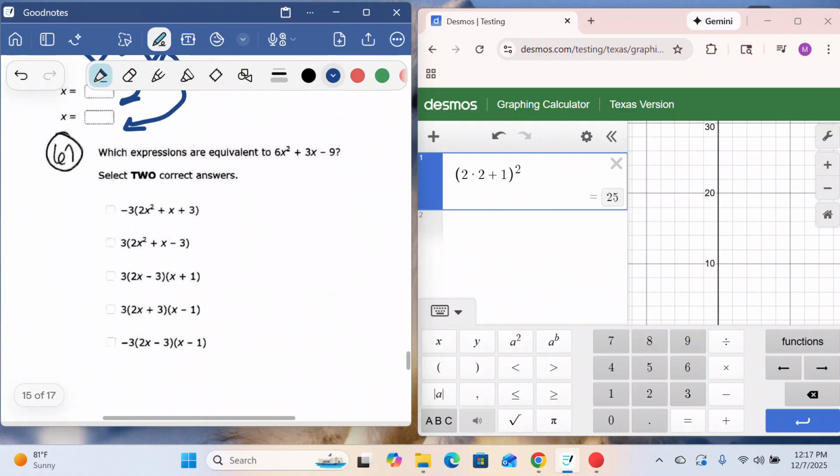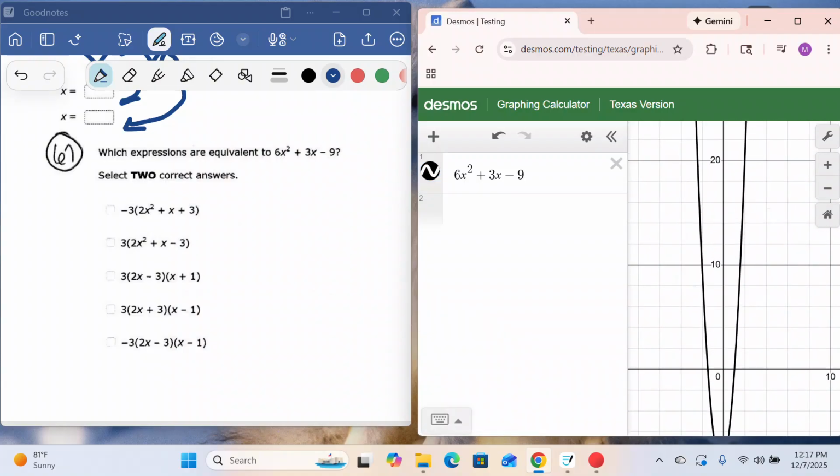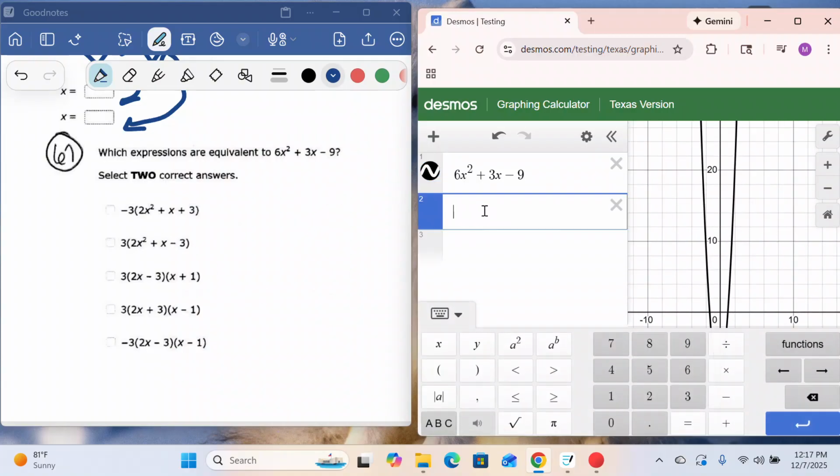So next one, which expression is equivalent to 6x squared plus 3x minus 9? So then this one, we just do the method that we learned, is 6x squared plus 3x, and then minus 9. Gives me my U shape. And then all I have to do is input every single one of them and get me the correct answer.